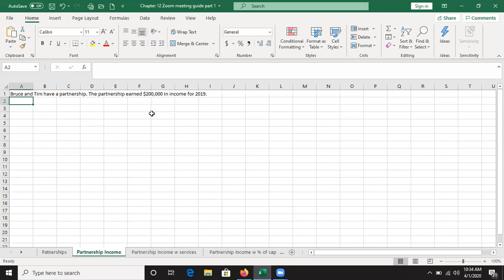Partnership income. Partners in the partnership at any time throughout the year could distribute money to the owners. When it comes to the income, just because a partnership had a net income, again, revenues minus expenses, so at the end of the year this partnership had $200,000 of net income, just because they have that net income doesn't mean they give it out in cash to the partners.